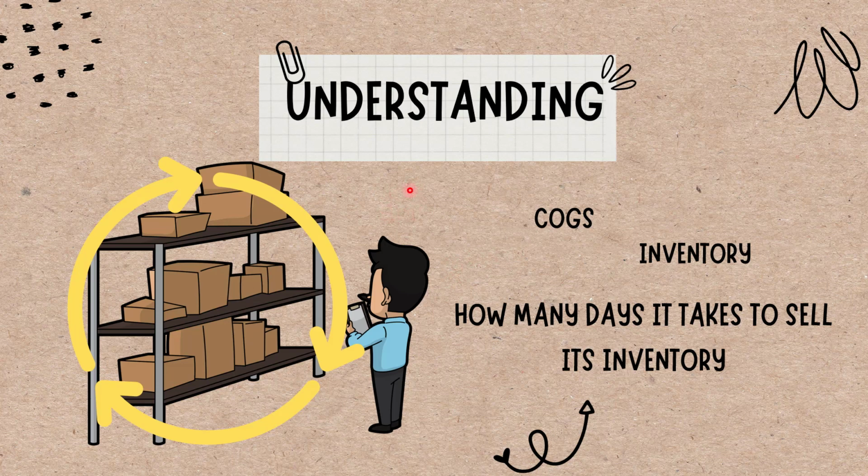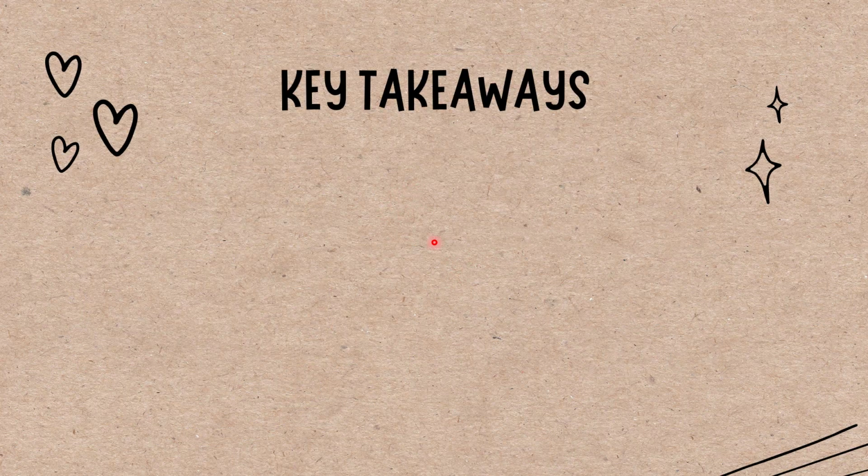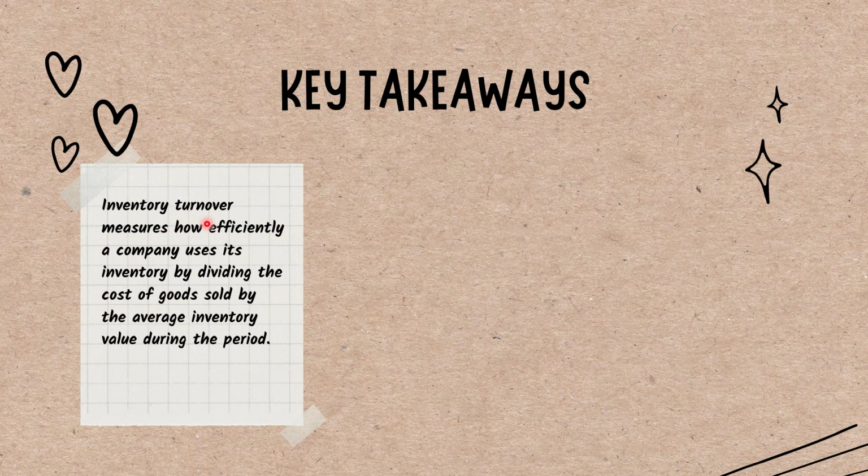So we can say the key points here. Inventory turnover measures how efficiently a company uses its inventory by dividing the cost of goods sold by the average inventory value during the period. Inventory turnover ratios are only useful for comparing similar companies, and are particularly important for retailers.